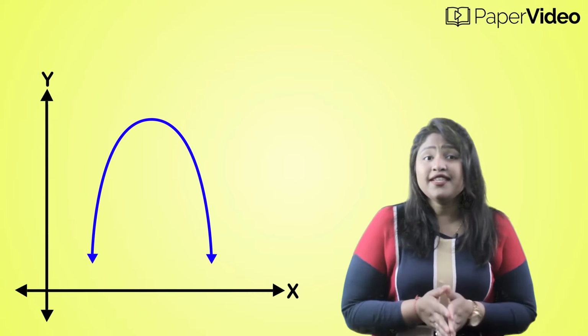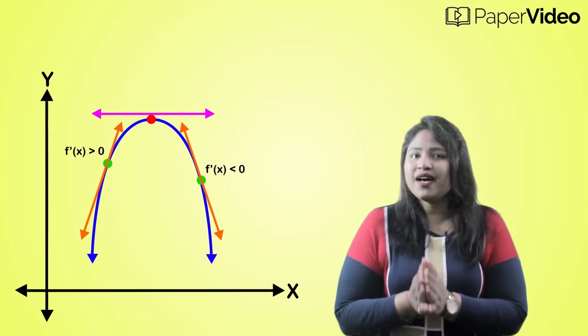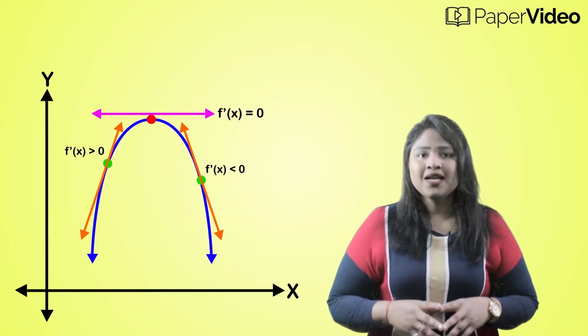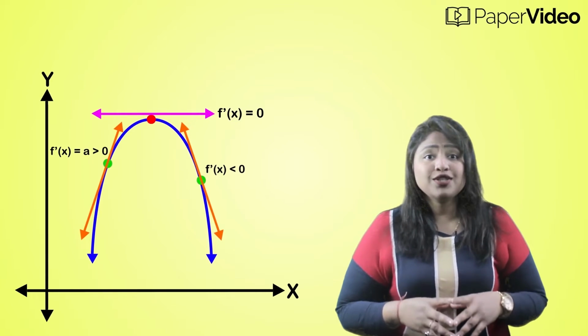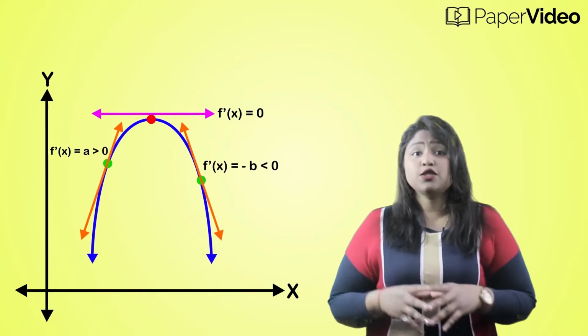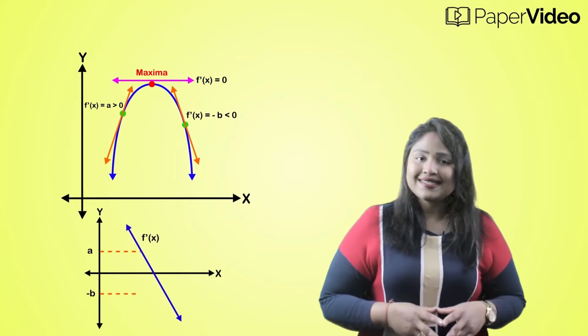In the first derivative test, we discussed that when the derivative of a function changes its sign from positive to negative when passing through a point, then that point is the point of maxima. Suppose the derivative of a function at this point is a and at this point is minus b. So the graph of f dash x will be drawn like this.